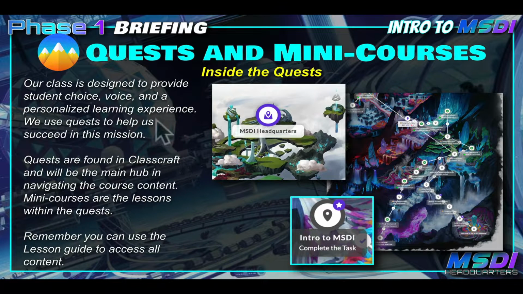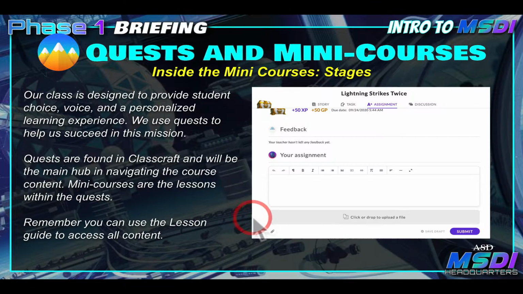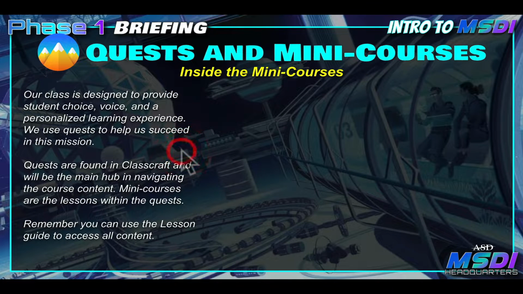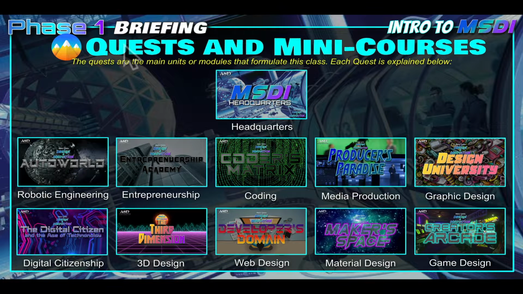All right, so inside of each quest, and this is a close-up view of one called MSDI headquarters. We're actually in there now, and that's where students would start. Once students are inside, there's a bunch of different stages, and students will enter into a stage. The stage shows how students turn in their work and submit it. This is how they go through the design cycle. So let's take a look at this one.